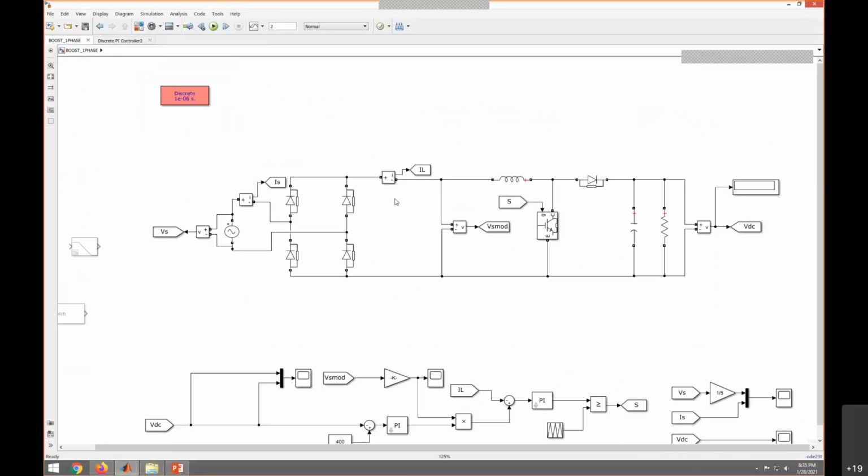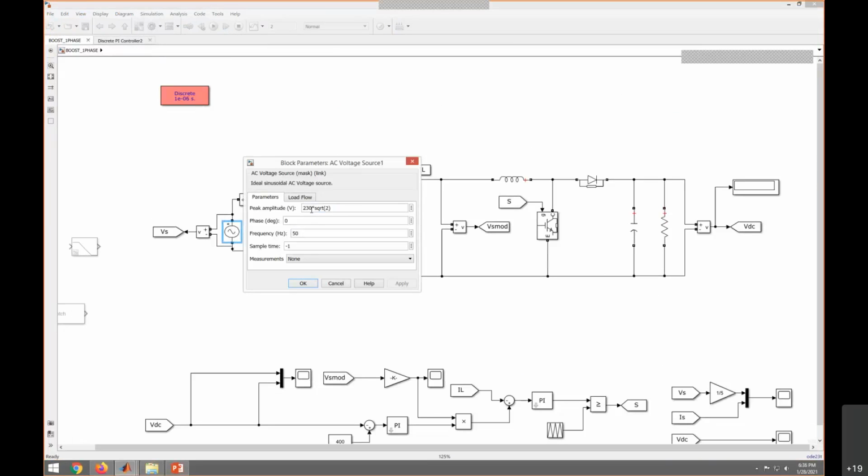This is what we discussed, right? The single phase thing. Okay. So we have this source here, some AC source. I assume this is a single phase AC source.